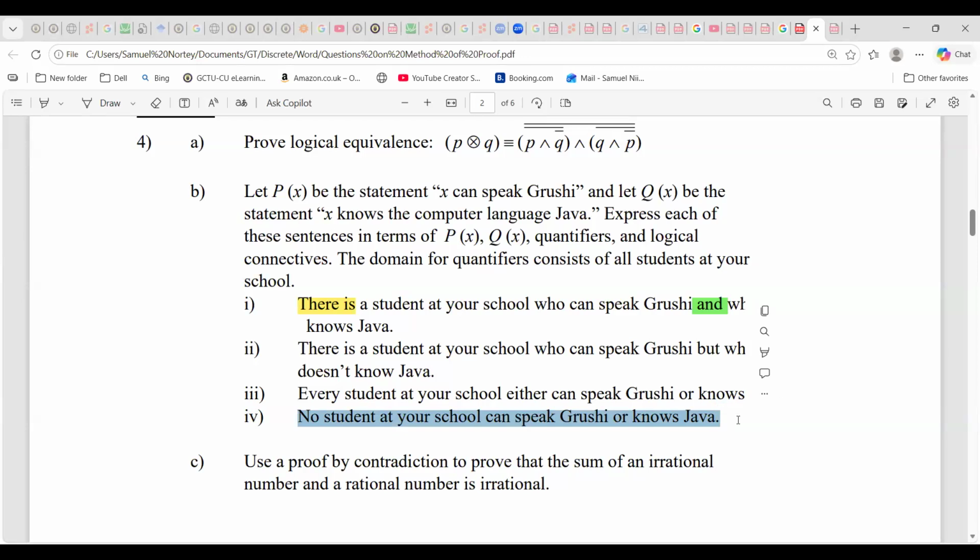Negated, how do you call it? Existential. Existential is 1. No. This one is saying no. He said no.